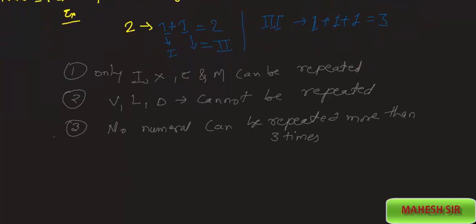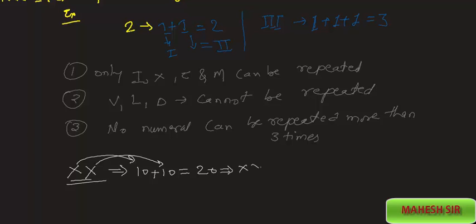So the example is here. If I write X and X, what about this one? This X is standing for 10, this X is standing for 10. So 10 plus 10 becomes 20. So this XX means 20. Okay.